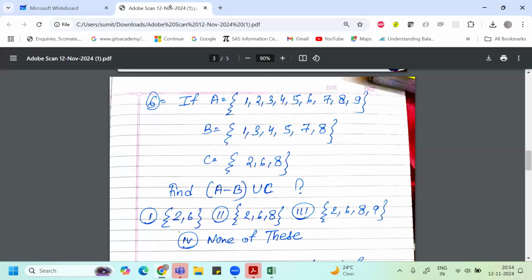Tell me if you have doubt. 2 is there in A but not in B. Then 6 is there in A but not in B. 9 is there in A but not in B. So A minus B is 2, 6, 9. Okay, everyone? Did you understand this?